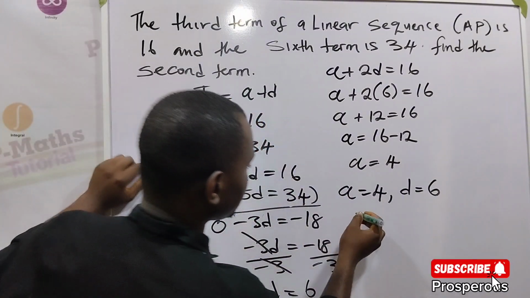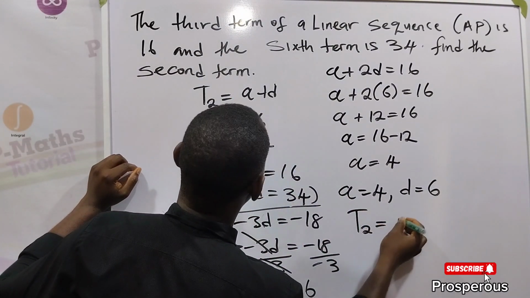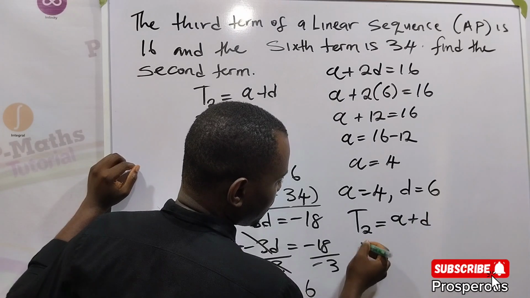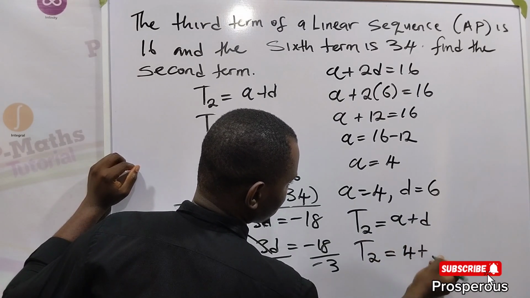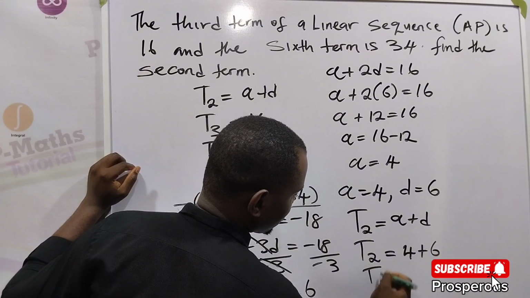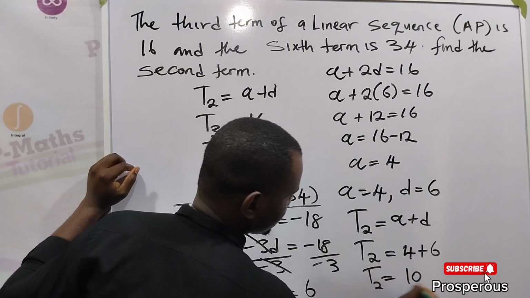Now we'll be able to solve for the second term. Remember that our second term, T2, equals A plus D. Therefore, our second term would be 4 plus 6. The second term is 10.